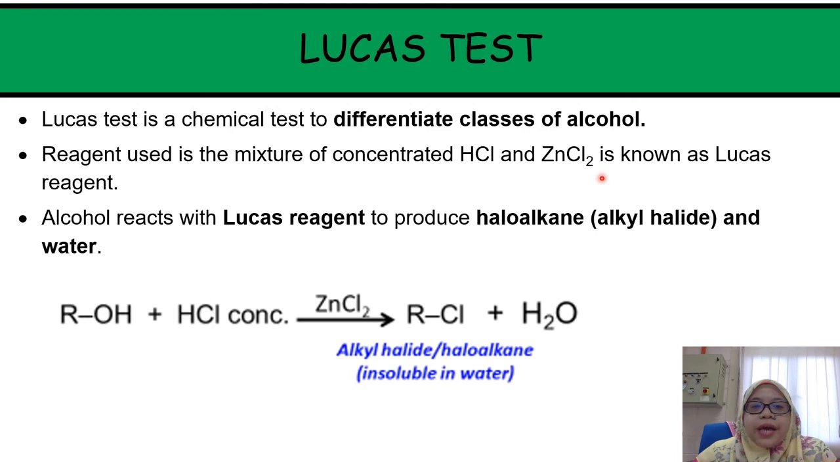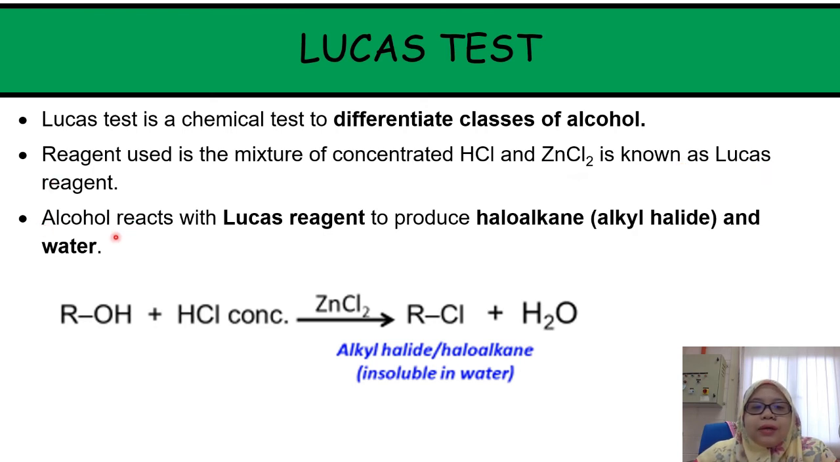And then we go to the last part, chemical tests of alcohol. We have two tests that we will discuss today, which are the Lucas test and the iodoform test. For the Lucas test, you have done the experiment in experiment 3. The Lucas test is a chemical test to differentiate the class of alcohol. The reagent used is a mixture of concentrated hydrochloric acid and zinc chloride, which acts as a catalyst, known as Lucas reagent.